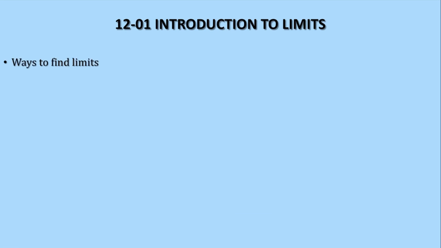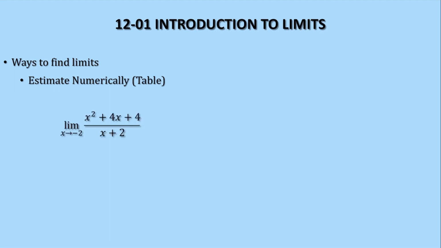So we have a couple ways we could find limits. Here's one way: we could use a table. So let's find the limit as x approaches -2. Well, if we were to plug in a -2, we'd get 0 divided by 0, and 0 divided by 0 is completely undefined. We'll learn more about that in the next lesson.